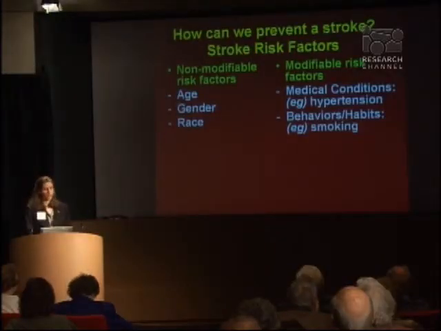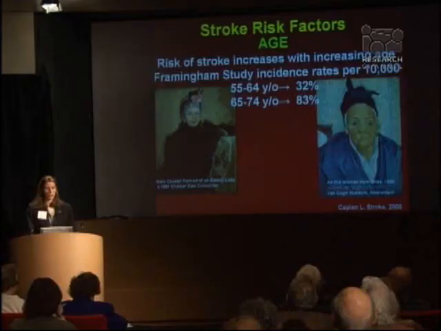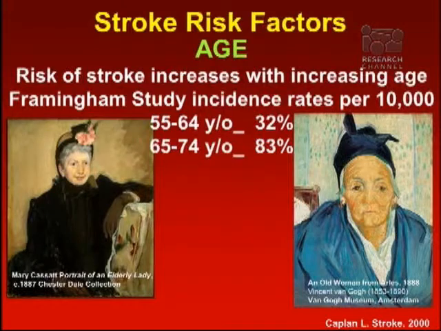So how can we prevent a stroke? We need to take a closer look at stroke risk factors. And there are certain non-modifiable risk factors such as age, gender, and race. Obviously, we can't slow down the clock. And then we have modifiable risk factors due to medical conditions such as high blood pressure or hypertension, and then behaviors or habits related to smoking or things like that.